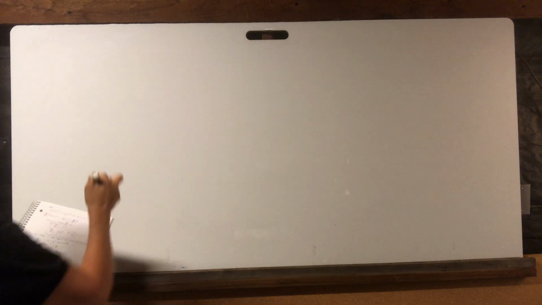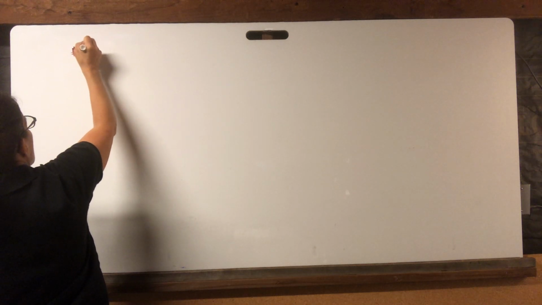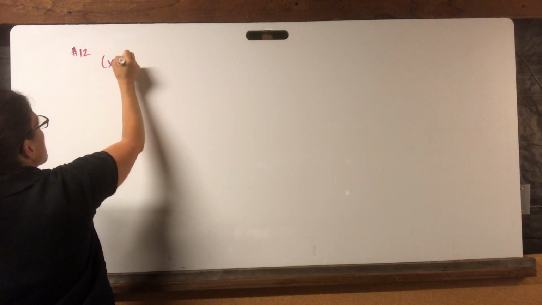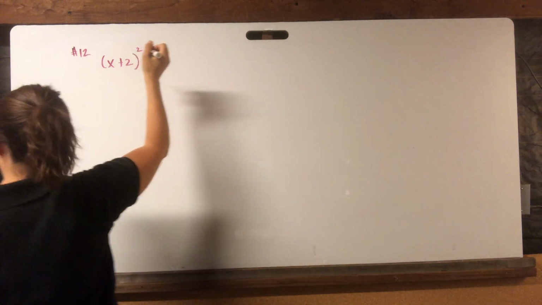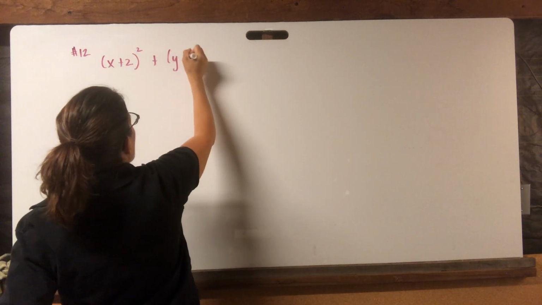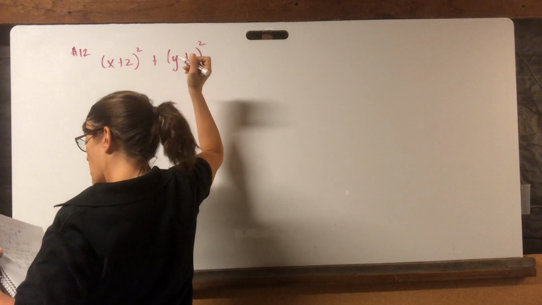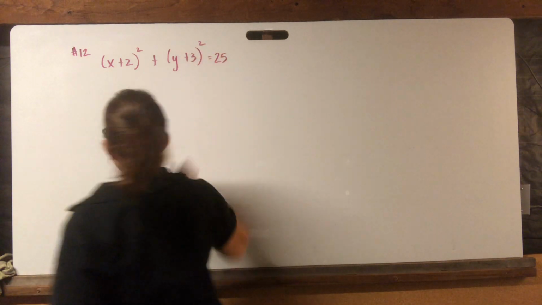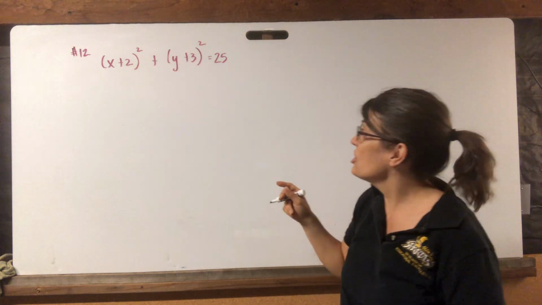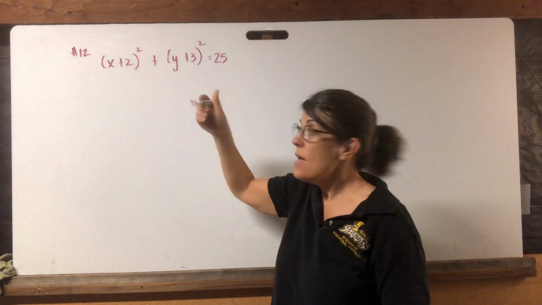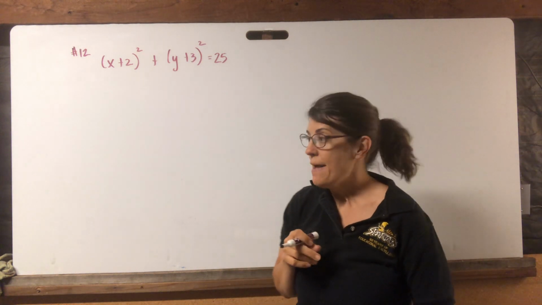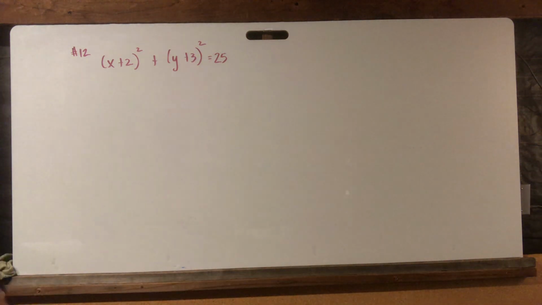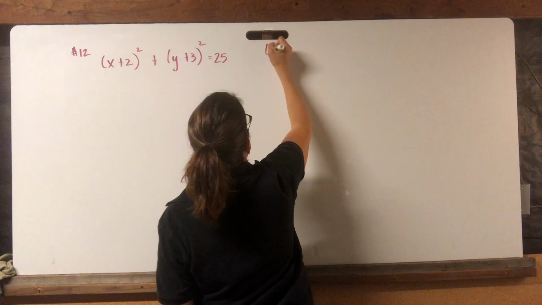Okay, two more. This is number 12. Let me write down the problem first: (x plus 2) squared plus (y plus 3) squared equals 25. It's a circle. Center is at (-2, -3), and the radius is 5. For this particular problem, they want to find the slope of the curve at the indicated point, which is (1, -7).